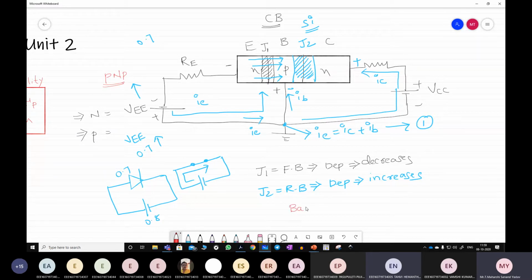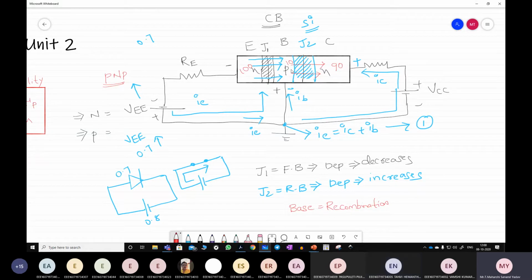In base what will happen? Recombination takes place. Suppose, for example, I am assuming there are 100 charge carriers, and 10 recombine. How many remain? 90. So simply after recombination of 10 within this base region, the remaining will enter into the collector region. So this is the thing which will generally happen.